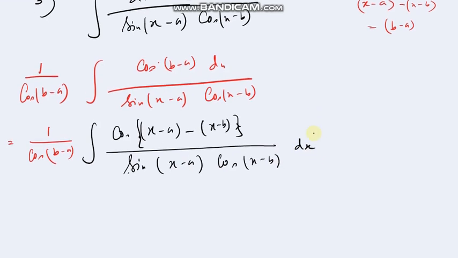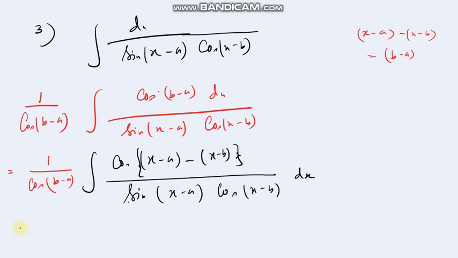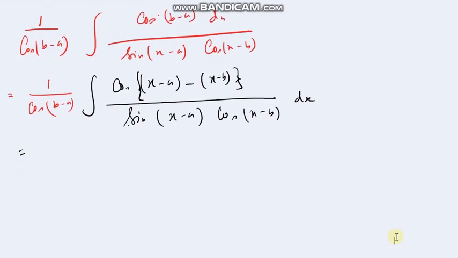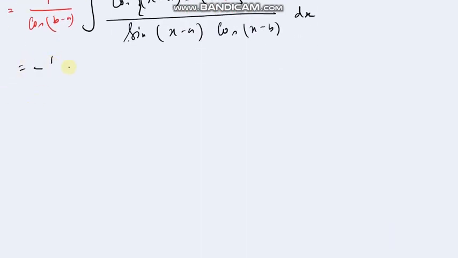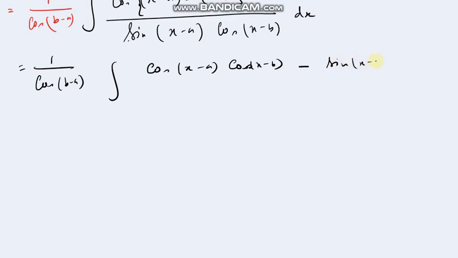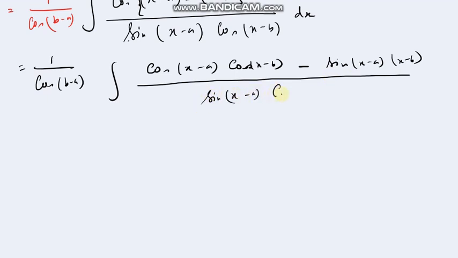Right. So next line, if I further proceed with this sum, just check. The formula of cos (a minus b) is cos a cos b plus sine a sine b. If I apply this formula, we get cos of (b minus a) and the integration of cos a cos b minus sine a sine b, divided by sine of (x minus a) cos of (x minus b), dx.